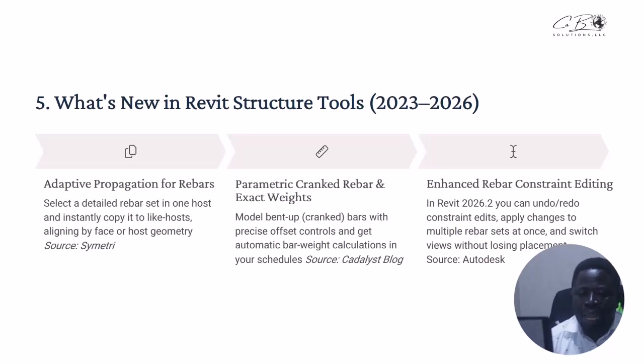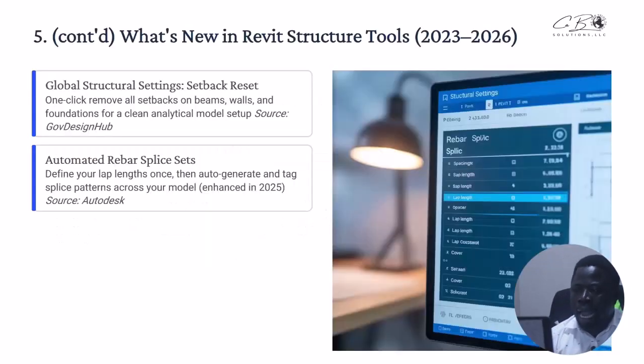Then there is also enhanced rebar constraint editing. This one is even in the 2024, but they've actually enhanced it in the 2026. Now, we have global structural settings, where here you can at the beginning set a lot of the things, and then you can be using it as you move on. So these are also fantastic stuff which you can find in 2026.